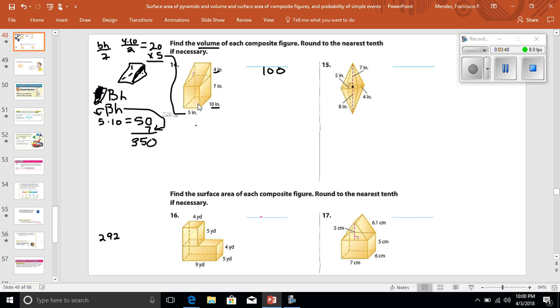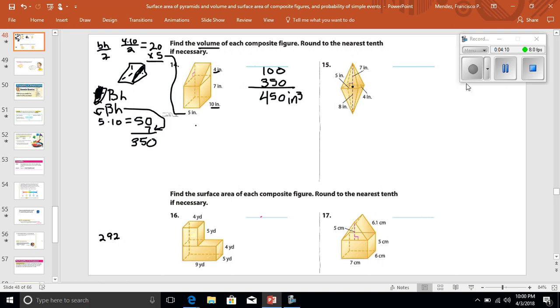That means the entire rectangular prism is going to be 350. And we add that to 100, which was the triangular prism. That gives us 450 inches. And since we're talking volumes, we're talking cubed.